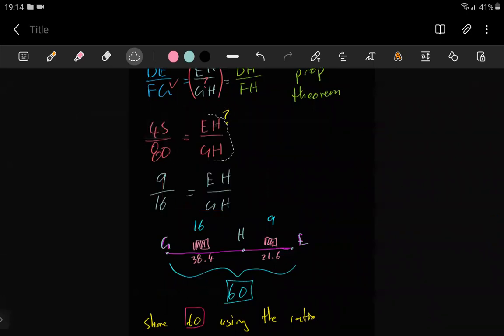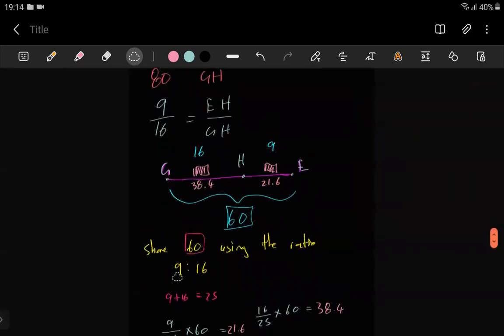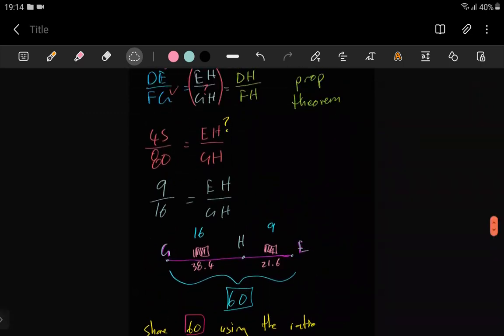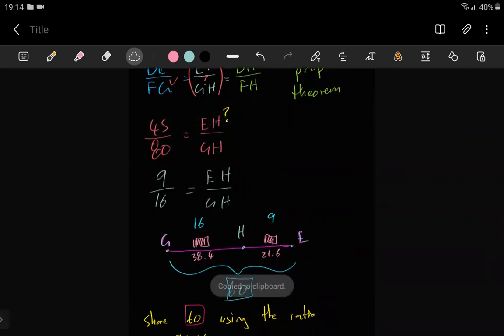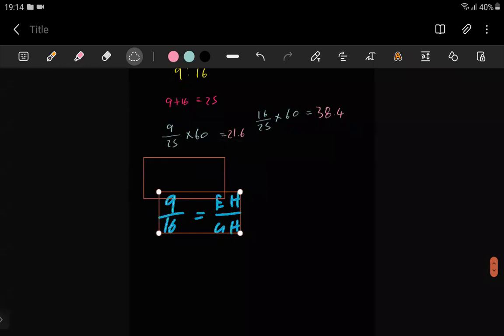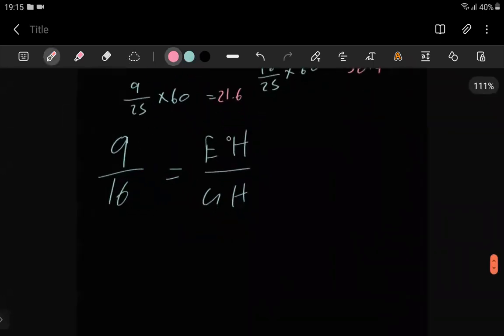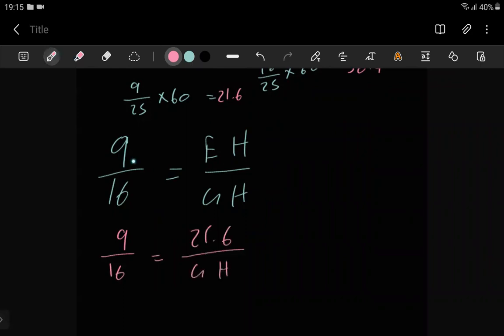So let's maybe take this whole thing up here. If you had used the ratio 45 to 80 here, it doesn't matter. You are still going to get the same answers. Here, let me just take this because it's already simplified a bit. From here, we can carry on and put our 21.6 where EH is. So here, 9 over 16, 21.6, and there's GH over here.